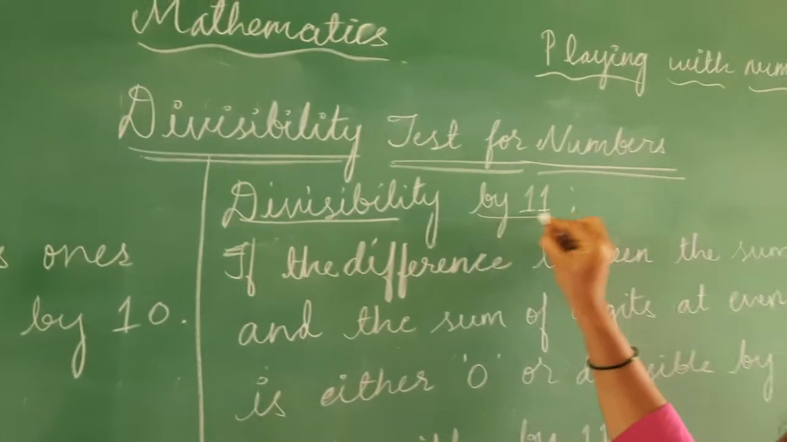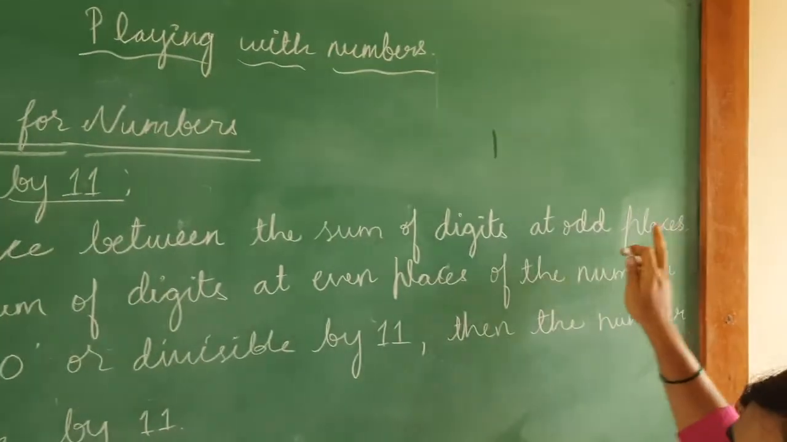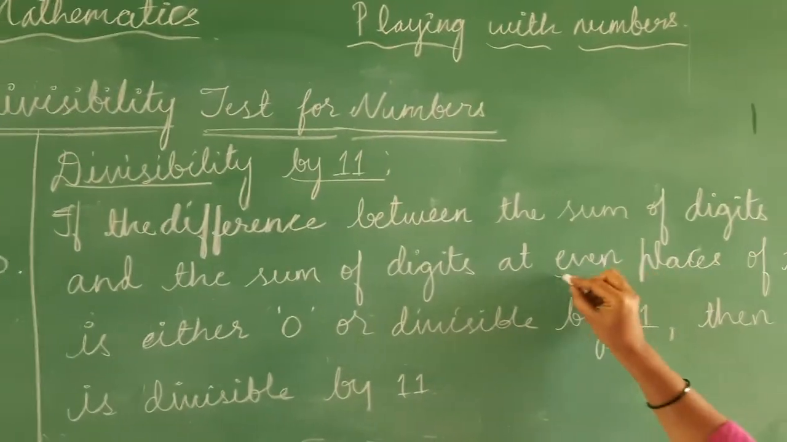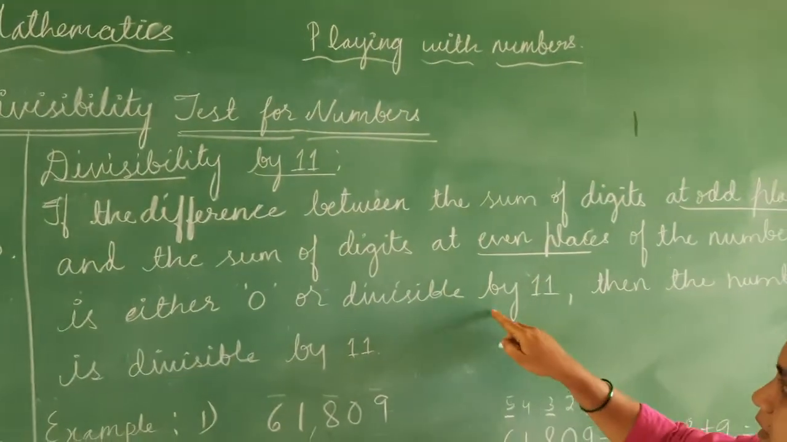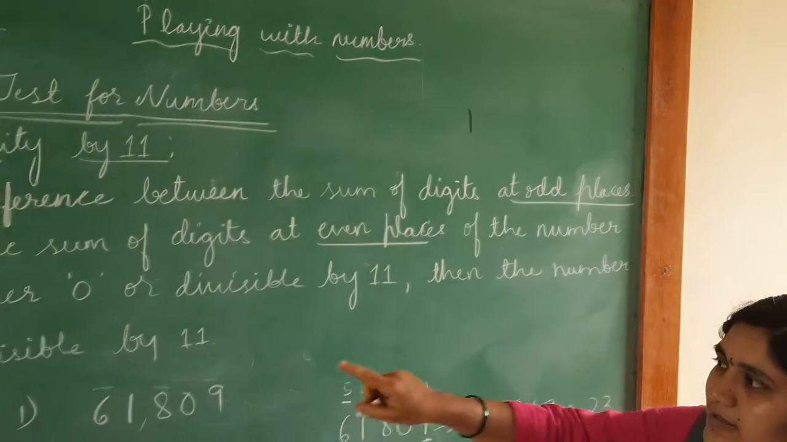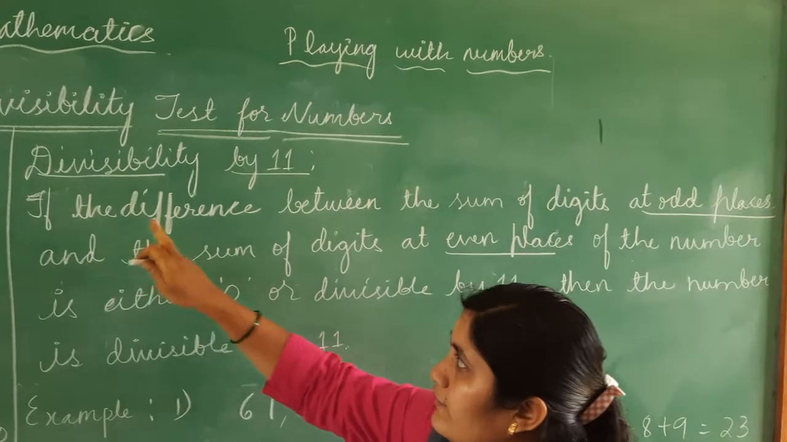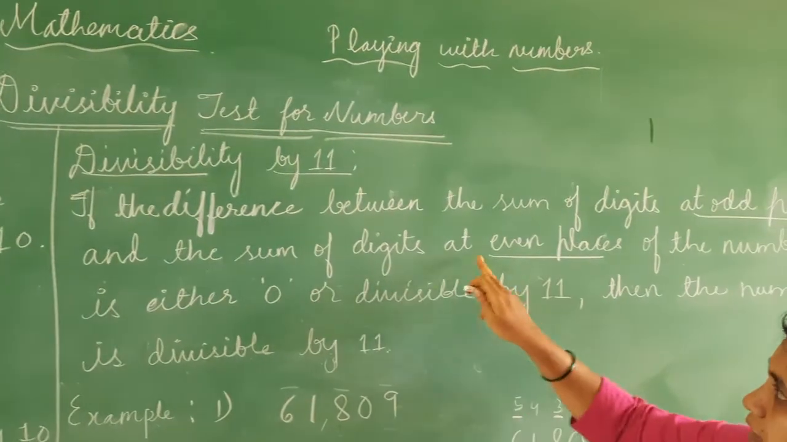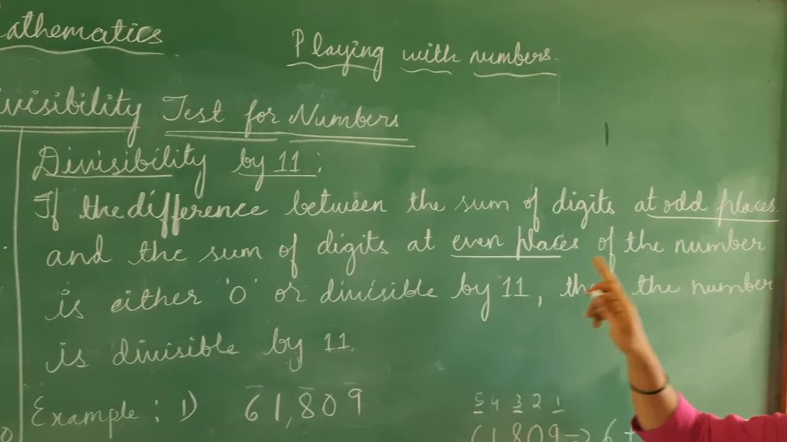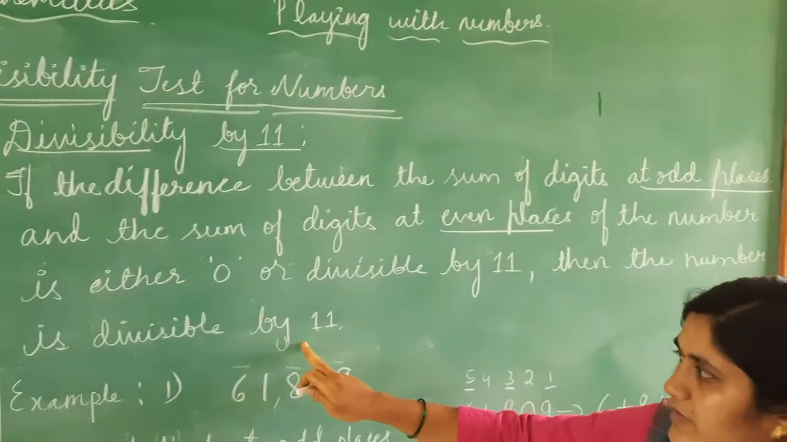Now, let us move on to the next divisibility test, that is divisibility by 11. If the difference between the sum of the digits at odd places and the sum of the digits at even places of the number is either 0 or divisible by 11, then the number is divisible by 11. I repeat the rule once. If the difference between the sum of the digits at odd places and the sum of the digits at even places of the number is either 0 or divisible by 11, then the number is divisible by 11.